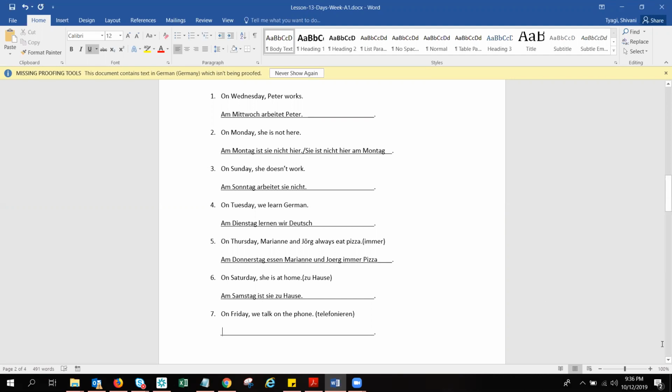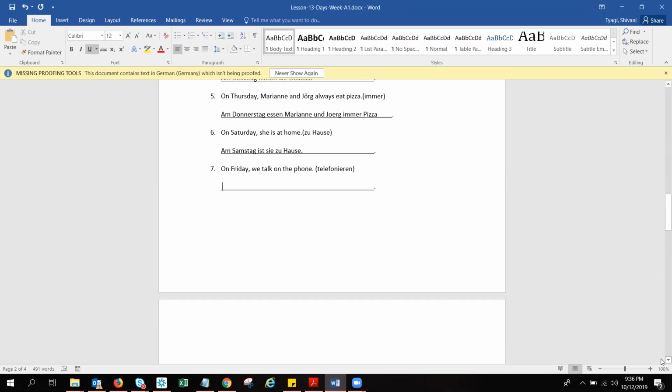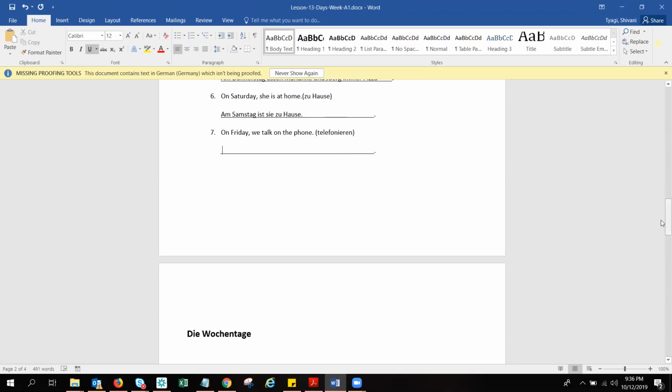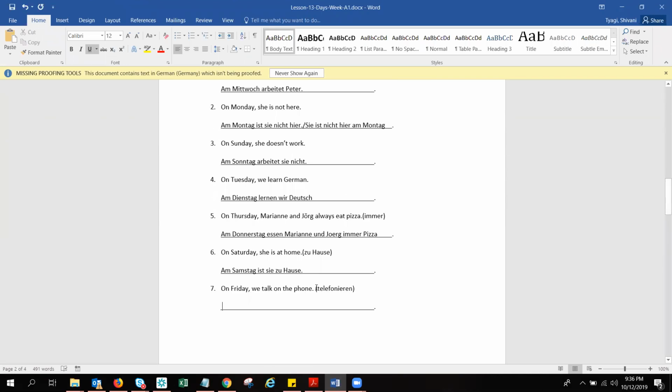Shruti. On am Freitag, talk on the phone. Talk on the phone itself has a verb, telefonieren. So if you are saying I am talking on the phone, no need to use phone or talk differently. Talk on the phone means telefonieren. So am Freitag telefonieren wir.